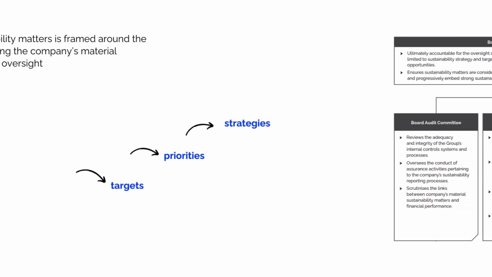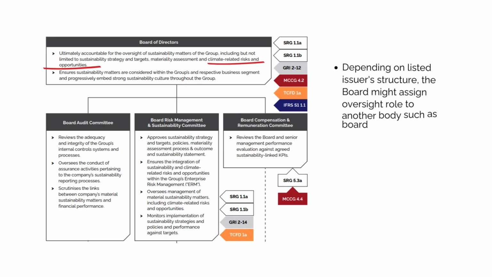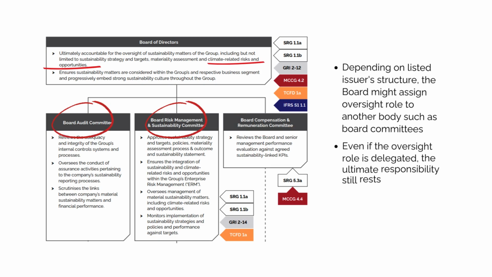In the provided illustrative sustainability report, ISR sample, it is mentioned that the board of directors also monitors climate-related risks and opportunities. Depending on the listed issuer's structure, the board might assign the oversight role to another body such as board committees. These committees are assigned specific sustainability-related roles for more effective corporate governance. It's important to note that even if the oversight role is delegated, the ultimate responsibility still rests with the board.